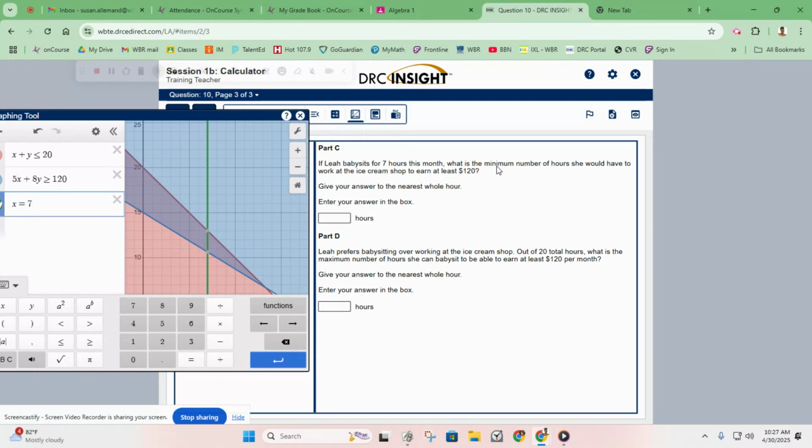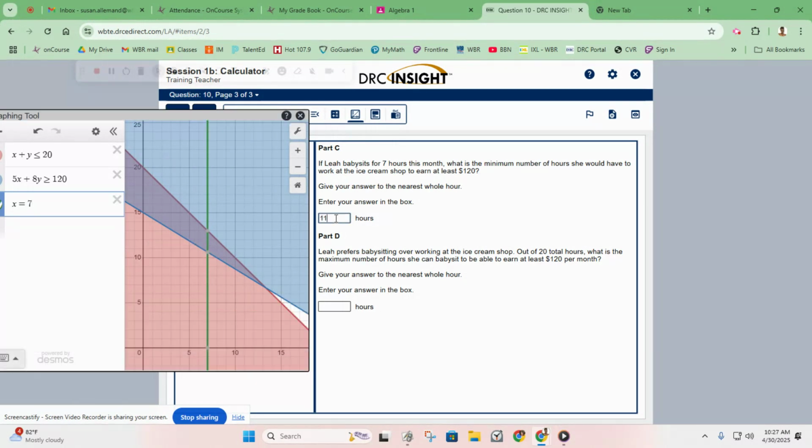It's asking for the minimum number of hours. Minimum would be the lower y value. I see it's at 10.625, but it says to give your answer to the nearest whole hour. If we rounded down to 10, we would not be in the solution, so we're going to round up to 11 hours.